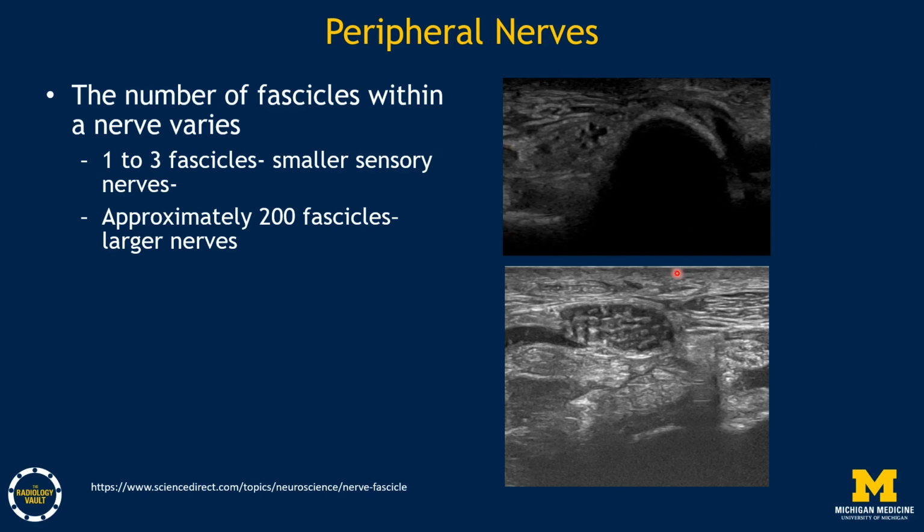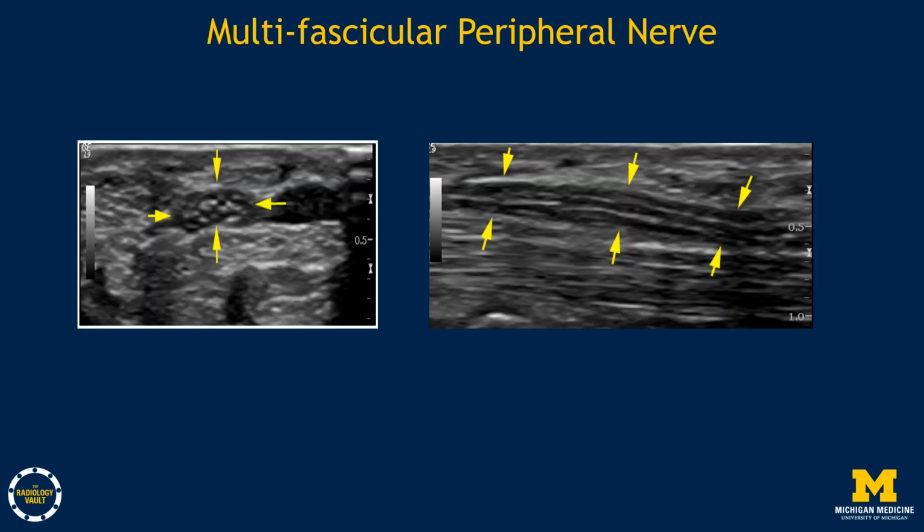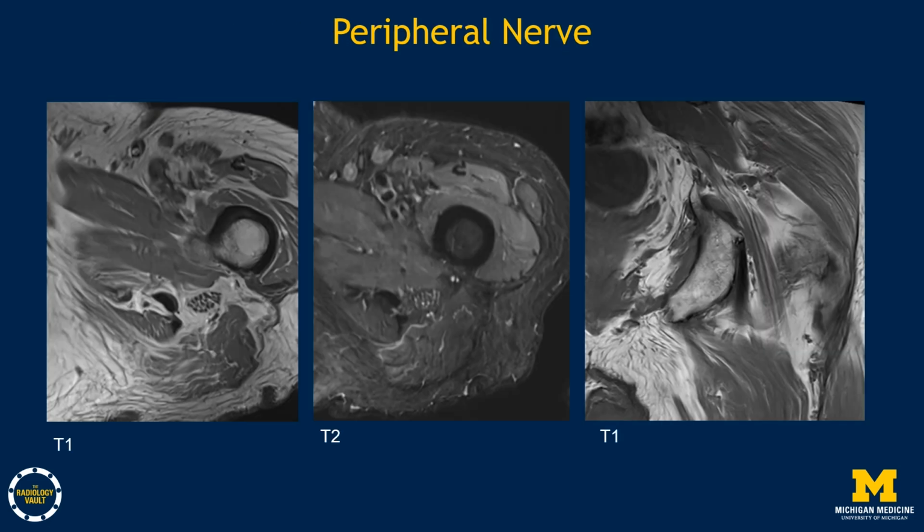On short axis ultrasound of the ulnar and median nerve, you can see the difference in the number of fascicles between these two nerves. The cross-sectional appearance of a multifascicular peripheral nerve on imaging has been likened to a honeycomb, with these hypoechoic fascicles and the echogenic connective tissue, epineurium and perineurium. On long-axis imaging of a peripheral nerve, there's a multifascicular structure, hypoechoic fascicles with echogenic epineurium. And the same can be appreciated on MRI.